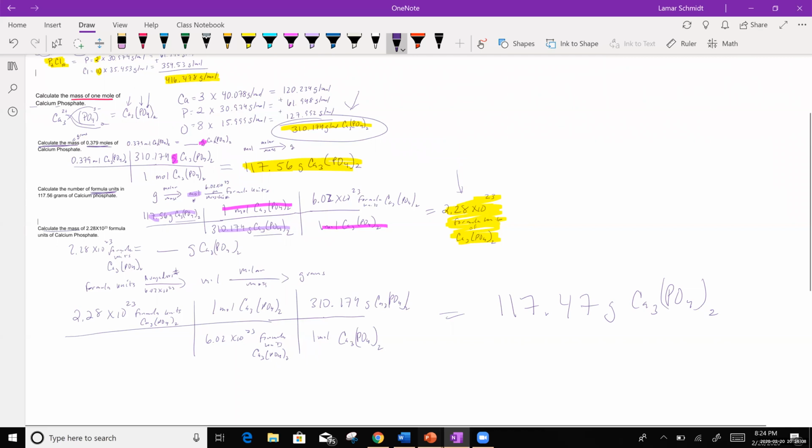And it didn't quite come out to be 117.56, but it's really close. It's probably because I didn't use 6.023, and that's probably the difference there. I just used 6.02, so I rounded somewhere. But my answer is really close, and it would choose the right answer on a multiple choice test.